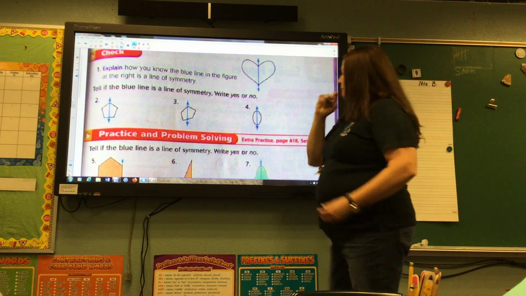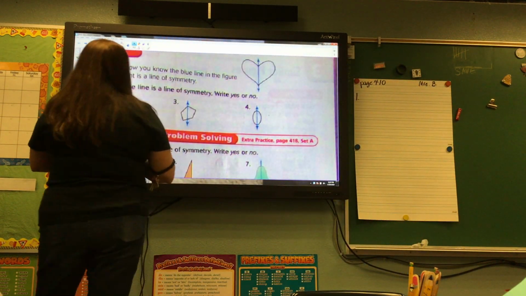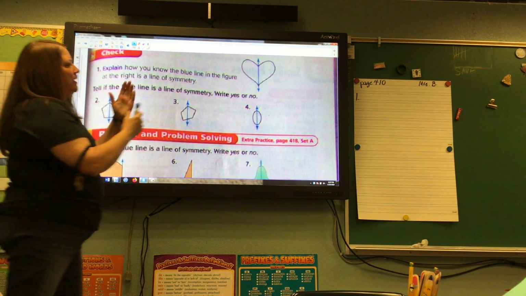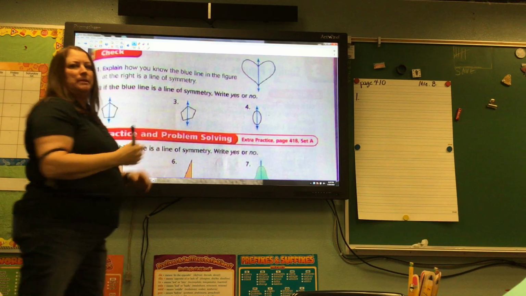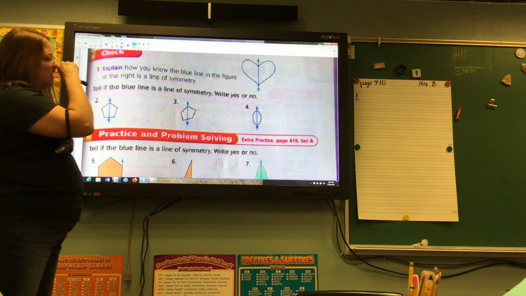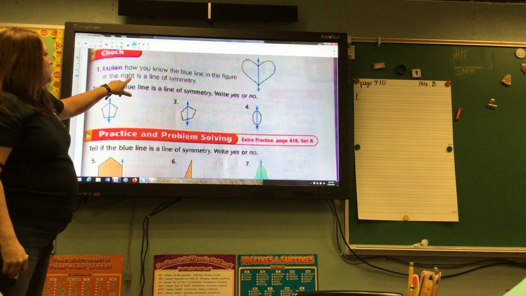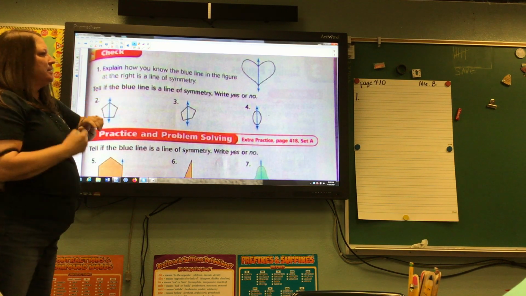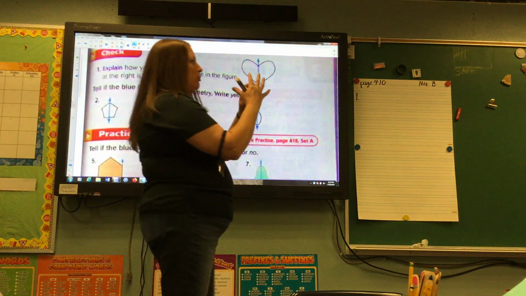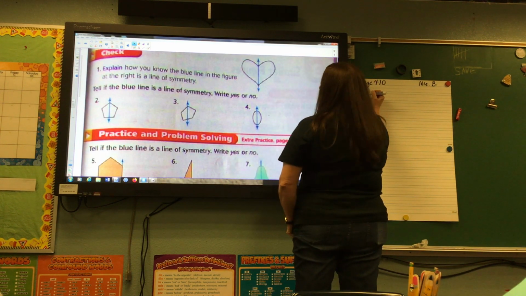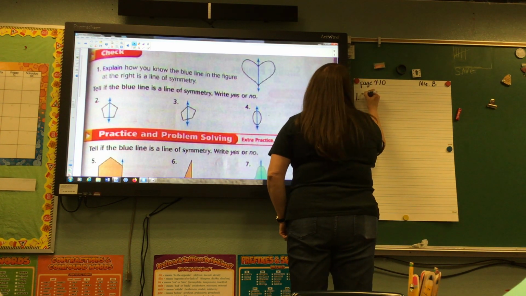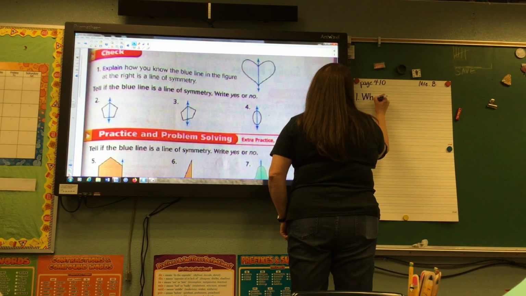Now take a look at that. We all know that shape. There's a heart. And if I folded the heart this way, would both sides be the same? Yes, they would. So we have a line of symmetry. So how can we explain that line is a line of symmetry? When we fold it on the line, both sides are the same.